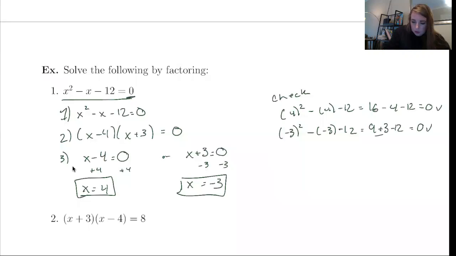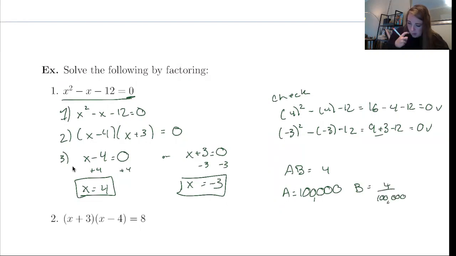If I had a times b equal to 4, well, a could be 100,000, so b would equal 4 over 100,000. Or a could equal 1 and b could equal 4. This can continue on forever. a could be any number and b would just be 4 divided by that number. But when it equals 0, one of them always comes out to be 0, at least one of them. So that's why it only works with 0.